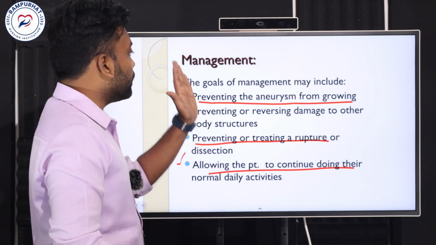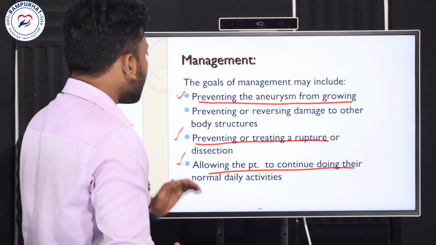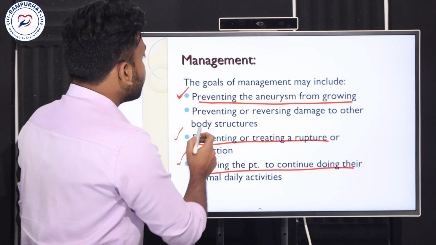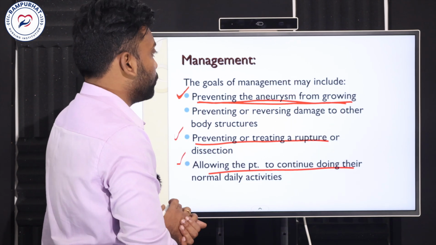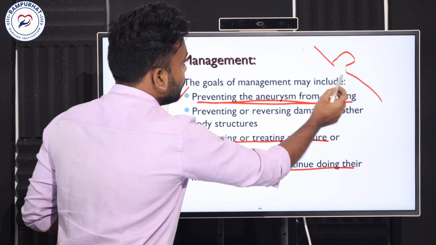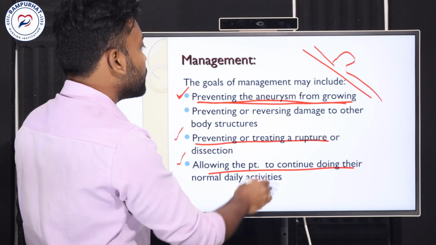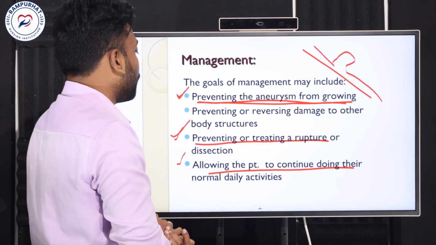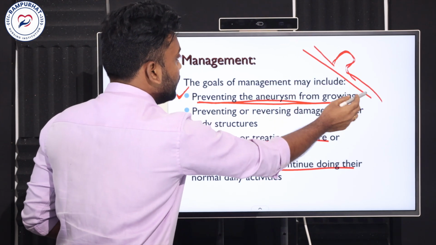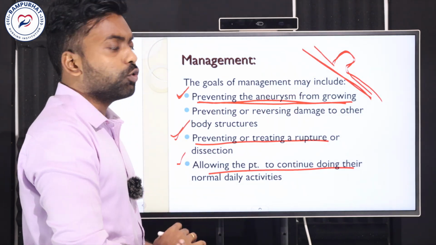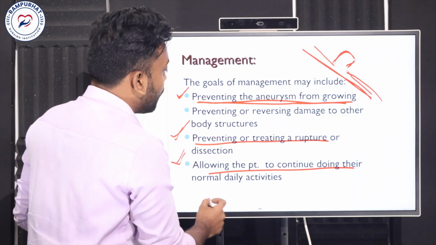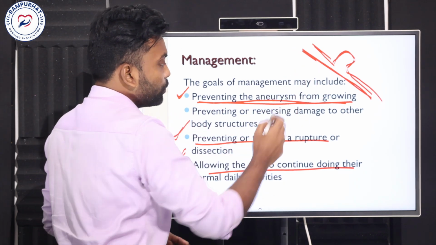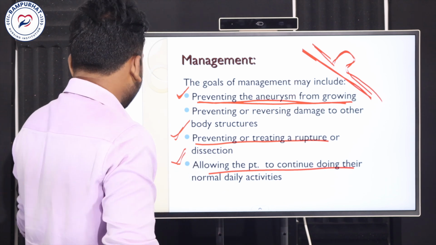Next we will move on to what kind of management we need to do. The first one is preventive measures. The first is preventing the aneurysm from growing. If it occurs in a small way, then the ultimate principle of management is to stop the growth of the aneurysm size. Next is preventing rupture. If there is a little rupture, you stop it using suitable drugs and medications, and allow the patient to continue only normal daily activities. Don't allow the patient to do more activities.